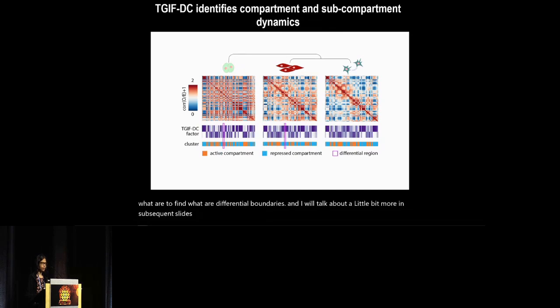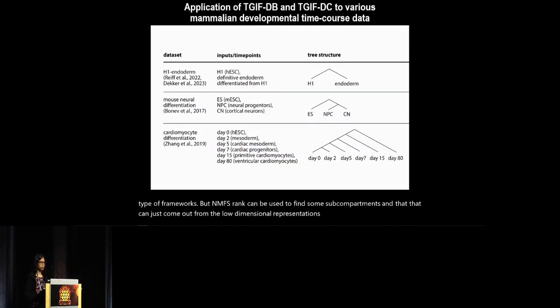And then at the compartment level, here we take again the whole matrix, at the whole chromosome level, we get the count matrix, the observed over expected. And here we can tune the K, which is a rank, and get both compartments and subcompartments. So compartments are basically the primary type of structure that was seen at the chromosomal level using single PCA-based frameworks. But NMF's rank can be used to find some subcompartments, and that can just come out from the low dimensional representations. So we applied both TGIF-DB and DC to different mammalian time courses.